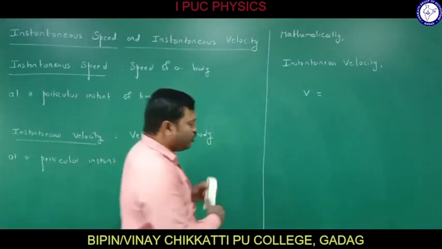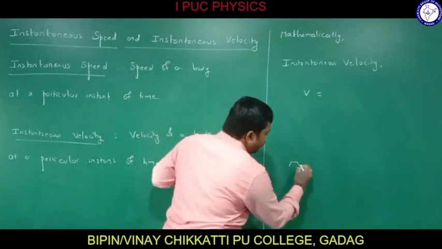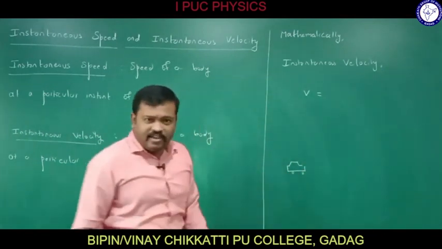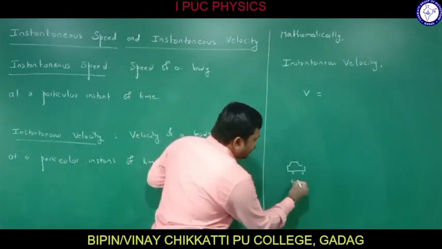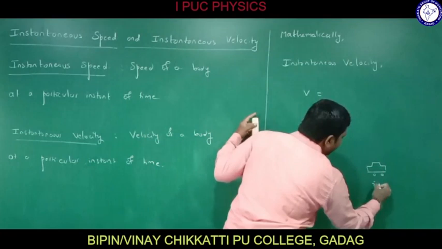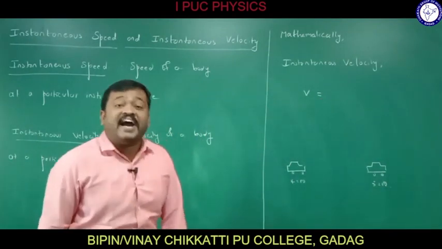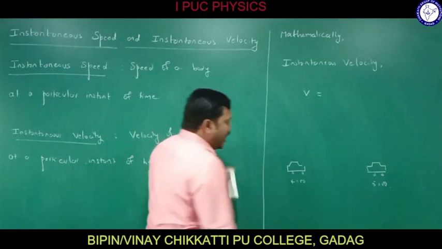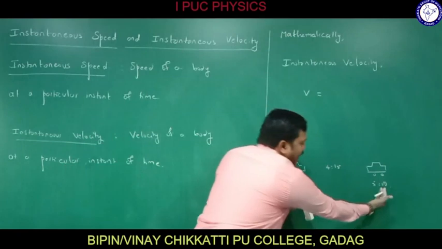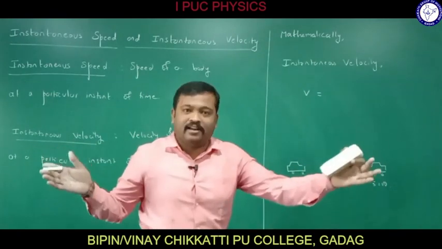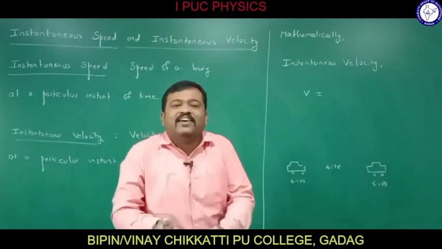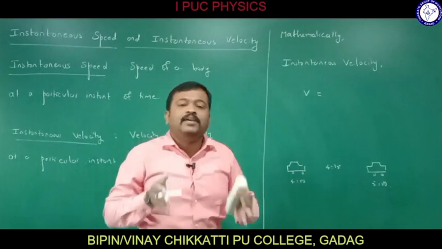Do remember, I told you about the bus. If you are traveling in a car from Gadag to Hubli, you start at 4 o'clock and reach Hubli at 5 o'clock. If I ask what was the speed of the car at 4:15, what will you do? You are reducing the time. Earlier the time was 1 hour, now it is reduced to 1 minute, which means you are reducing the time in such a way that the difference will be equal to 0.